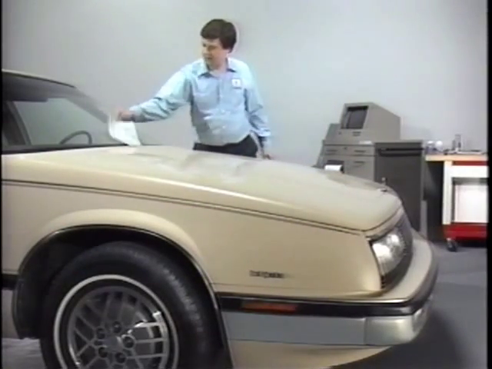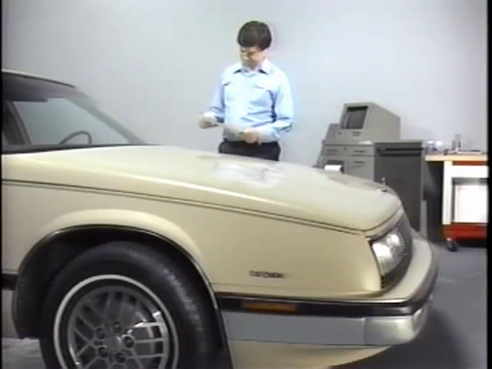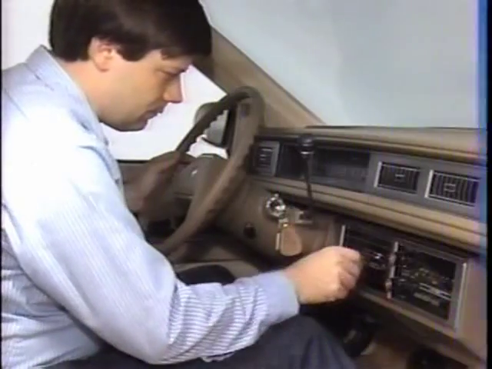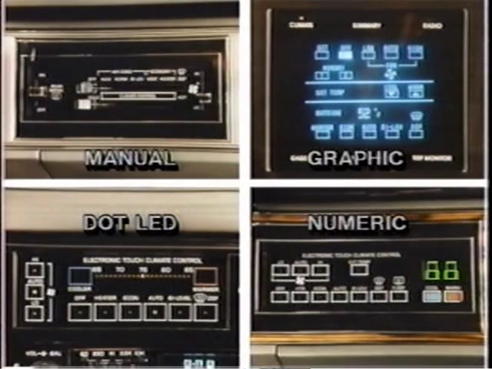Before you can diagnose an air conditioning symptom, you have to verify the customer complaint. To do this, you must understand how the system is supposed to function. And that means first identifying the system you are working on. Buick uses 4 different types of air conditioning system controls: a manual system, the graphic control center used in the Riviera, and 2 types of electronic touch climate control, or ETCC. One uses an LED temperature display, and the other uses a numeric temperature display.